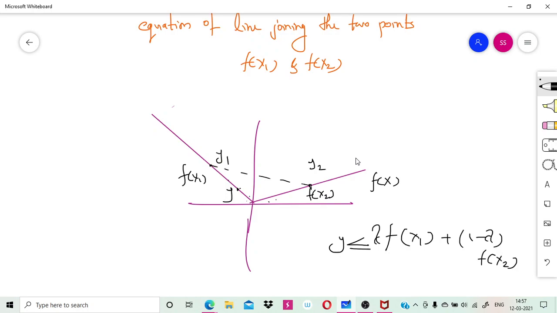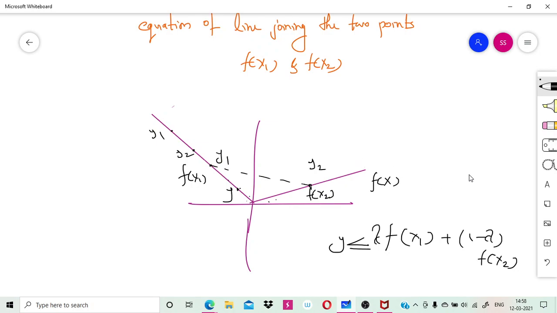Now if you take 2 points like y1 and y2 here, the line segment joining these 2 points y1 and y2 exactly coincides with our f of x graph. So in that case also you can say the given function is a convex function. In that manner you can conclude whether the function f of x is a convex function or not.